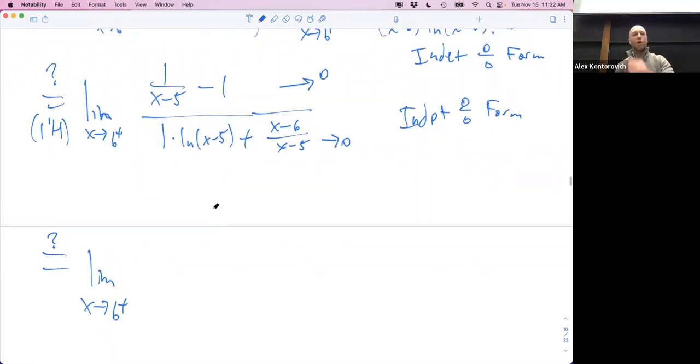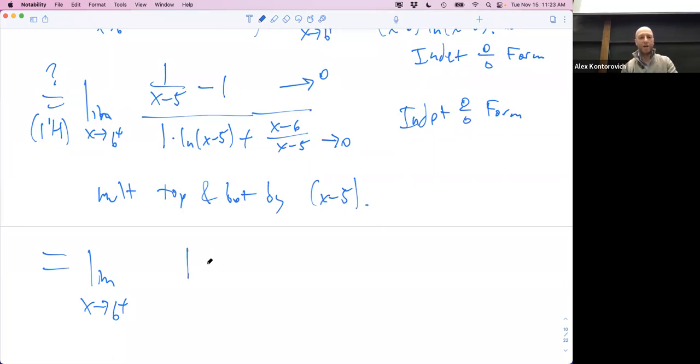Now wait a second. Before I try to evaluate this, because I'm going to get some nasty stuff if I evaluate this before I simplify, let me multiply top and bottom. So this is not a question mark. I'm not doing L'Hopital's rule. I'm just going to multiply top and bottom by x minus 5. That's just algebra. Otherwise, I think I'm going to get some nasty stuff. So multiply top and bottom by x minus 5.